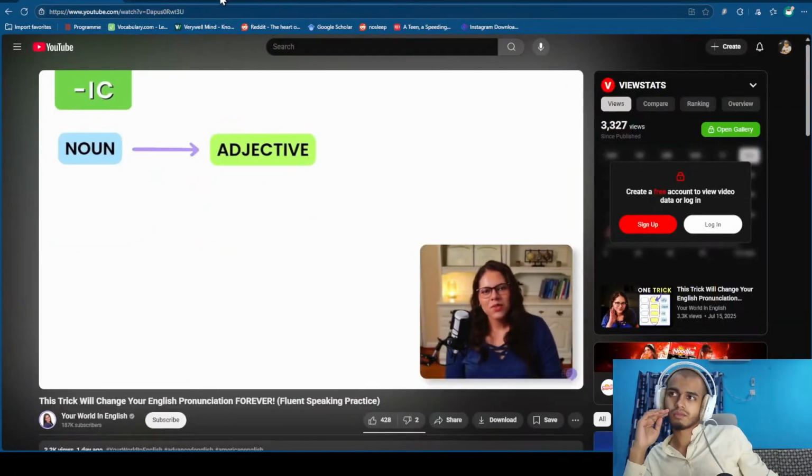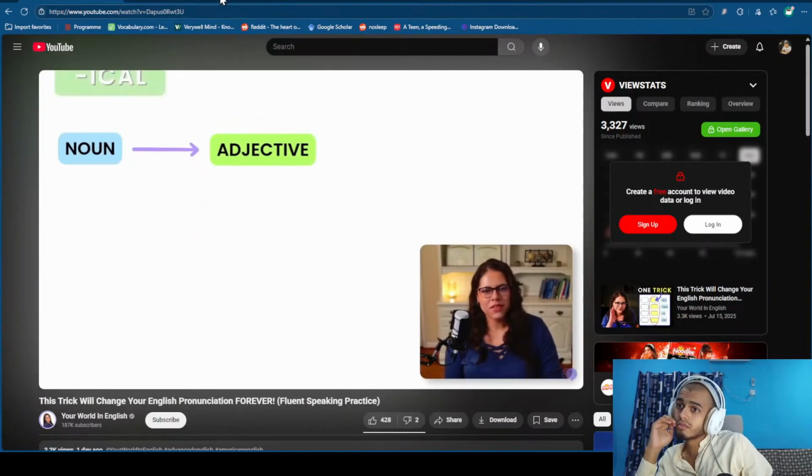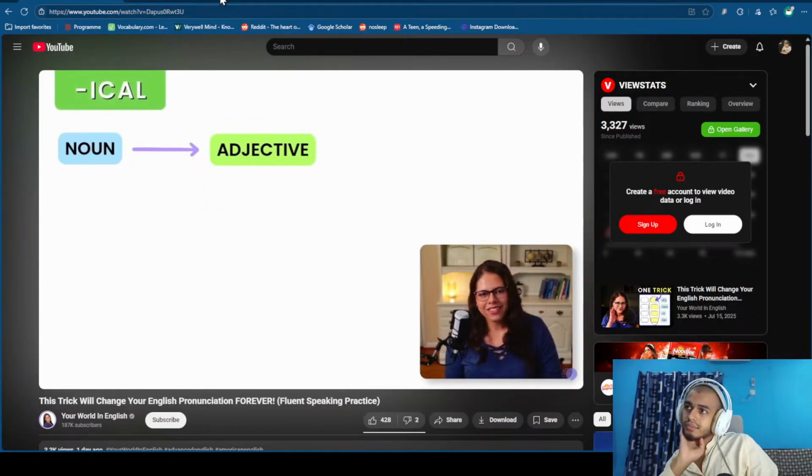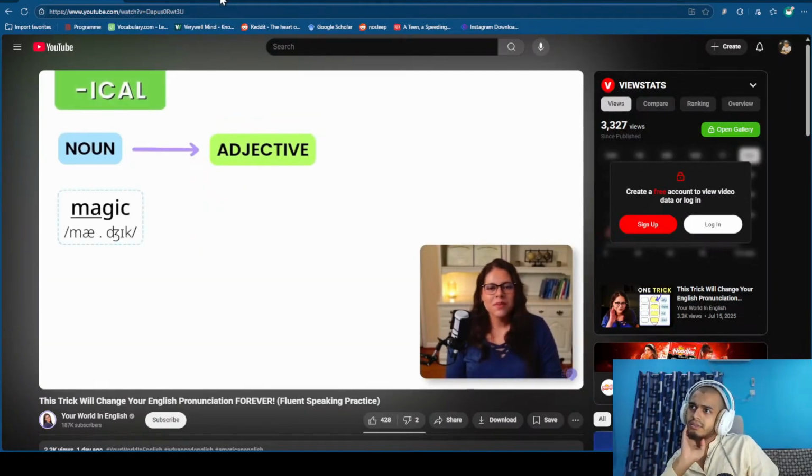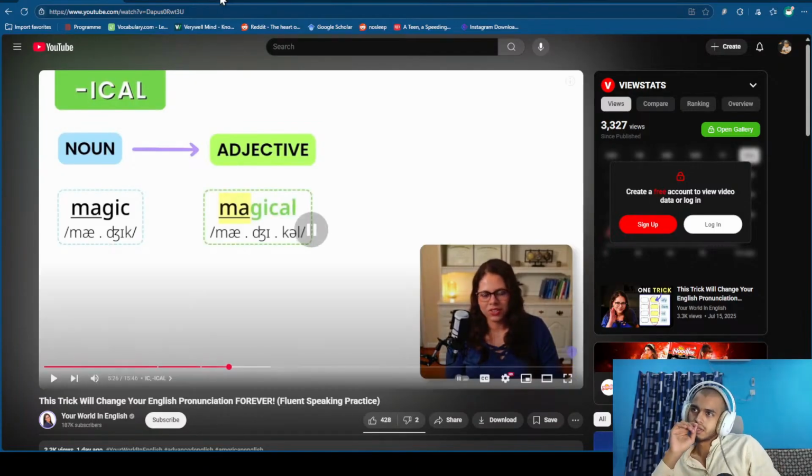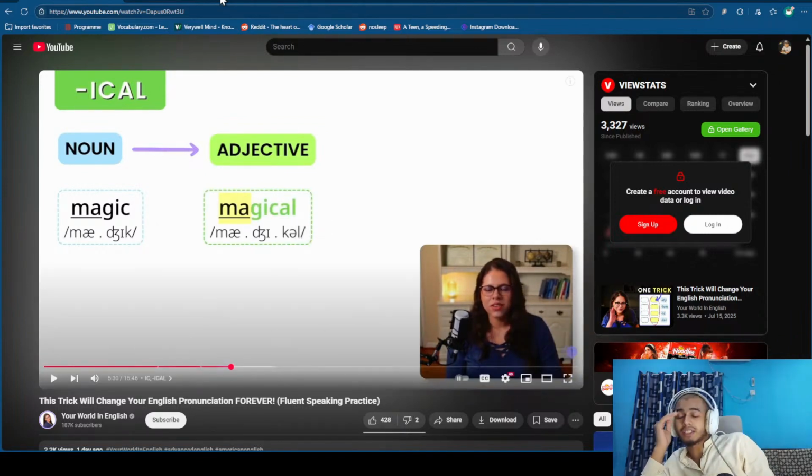Next, let's talk about adjectives that end with the suffix ical. For example, the noun magic becomes the adjective magical. Magical. In both words, the first syllable is stressed. But I need to find out what is stress.